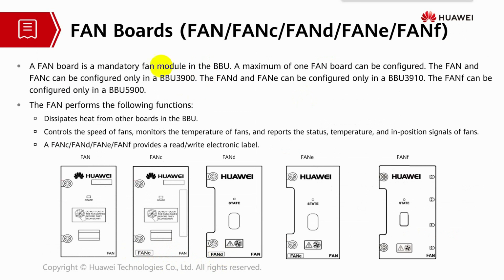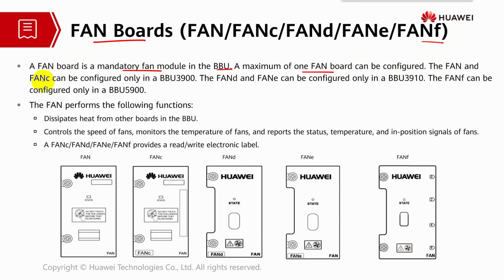Let's go through the fan boards. So there are different versions of fan over here. We have up to the F level. This is a mandatory unit in a BBU. A maximum of 1 fan can be configured. But there is a limitation on what kinds of fan can be configured in a BBU, because we have different kinds of BBUs.